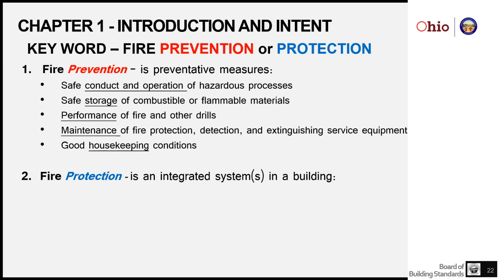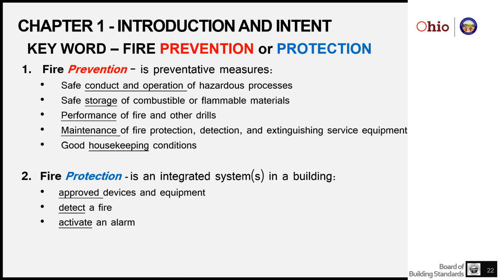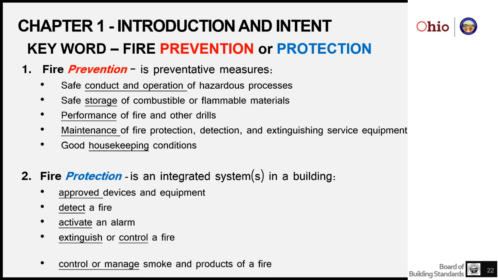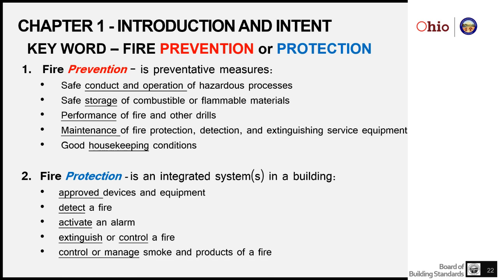Fire protection is about approving those devices that detect a fire, activate an alarm, extinguish or control fire, control or manage smoke and the products of fire. So this is where the building official, because it has approval, is required to look at all those things and make sure that they are code compliant, that they are going to exist in a building, and then the owner is going to have to maintain those things under their fire prevention.